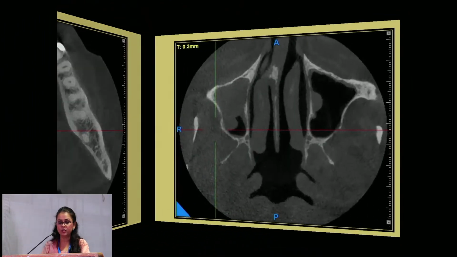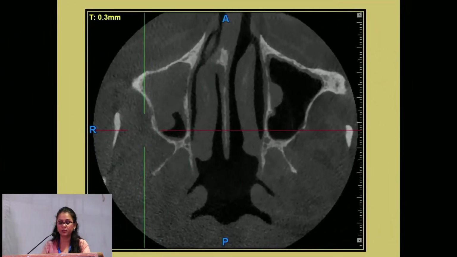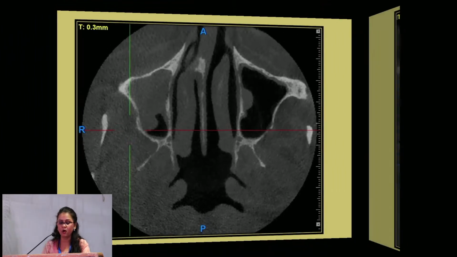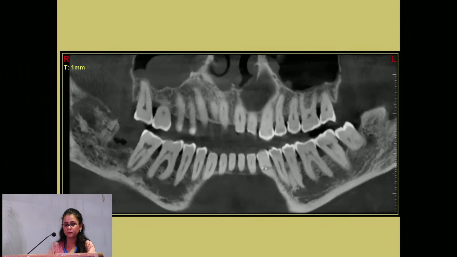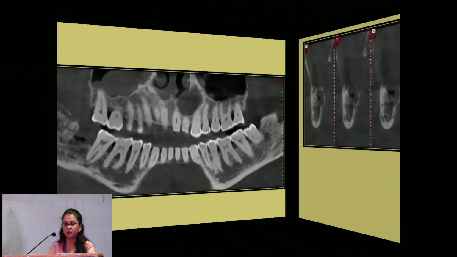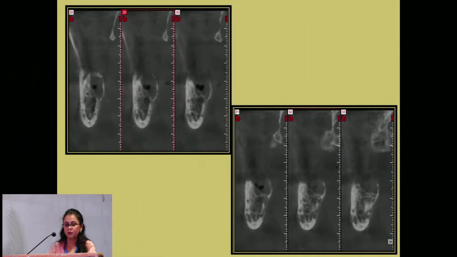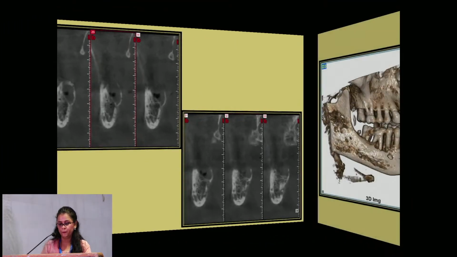The mandible, you can see the osteoporotic type of appearance. You can see the maxillary sinus involvement. Just see the moth-eaten appearance that can be well appreciated on CBCT. The amount of destruction that you see here. This is the cross-section view.